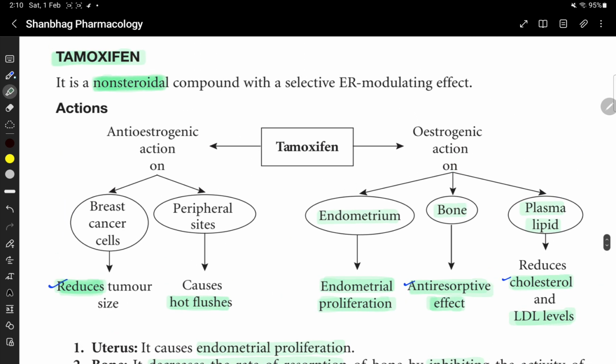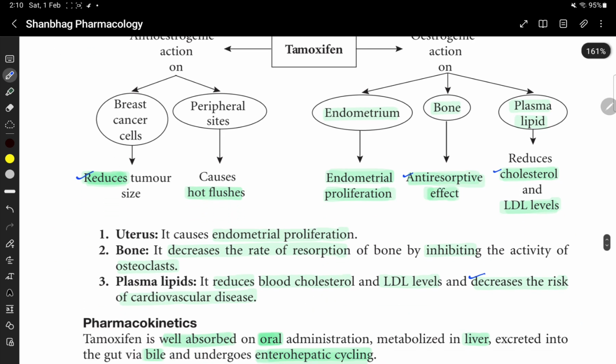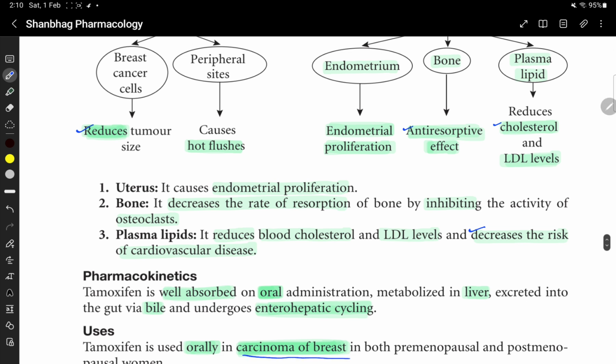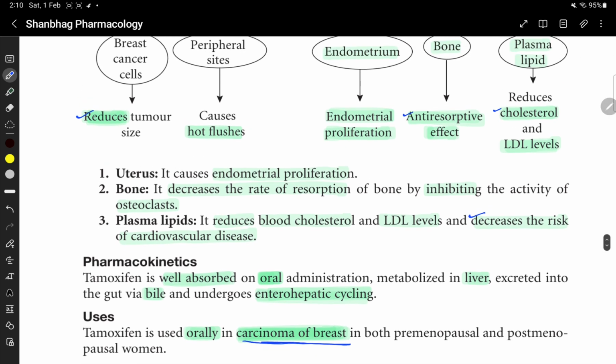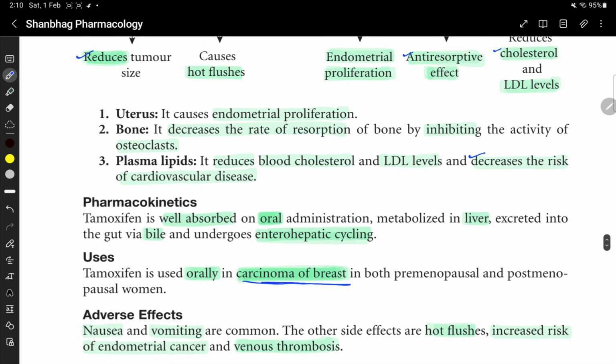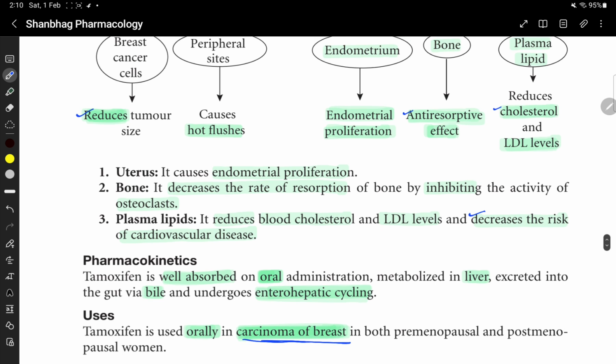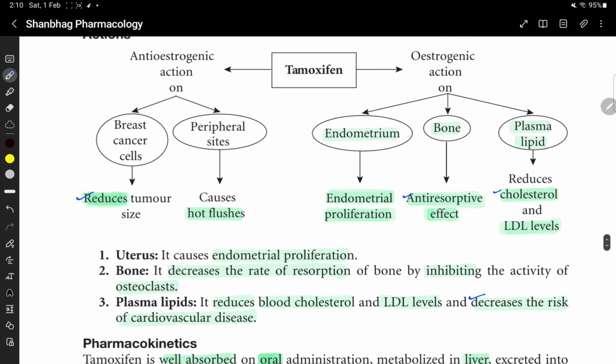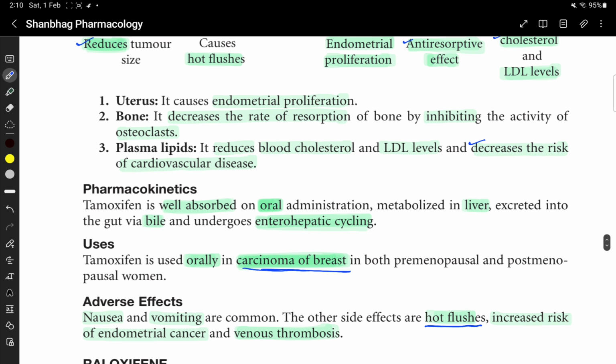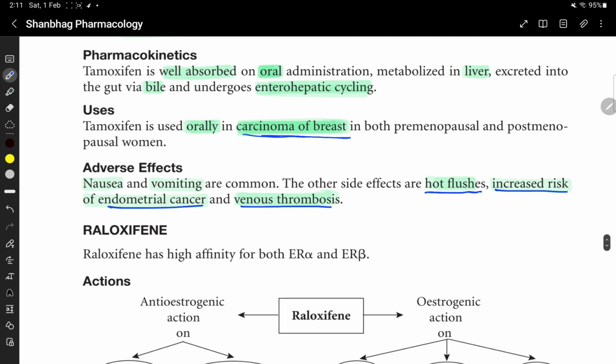So tamoxifen, it is a non-steroidal compound. It reduces the tumor size. तो इसका यूज़ होता है कार्सिनोमा ऑफ ब्रेस्ट में इन बोथ मीनोपॉजल एंड पोस्ट मीनोपॉजल वुमेन. एडवर्स इफेक्ट क्या है कि ये हॉट फ्लशेस करवाता है, पेरीफेरी में. इसका एंटी ईस्ट्रोजेनिक एक्शन होगा. ये एंडोमेट्रियल प्रोलिफरेशन करवाता है जिसके कारण एंडोमेट्रियल कैंसर का रिस्क इंक्रीज होता है एंड इट ऑल्सो कॉजेज वीनस थ्रोम्बोसिस. Hot flushes, increased risk of endometrial cancer and venous thrombosis.